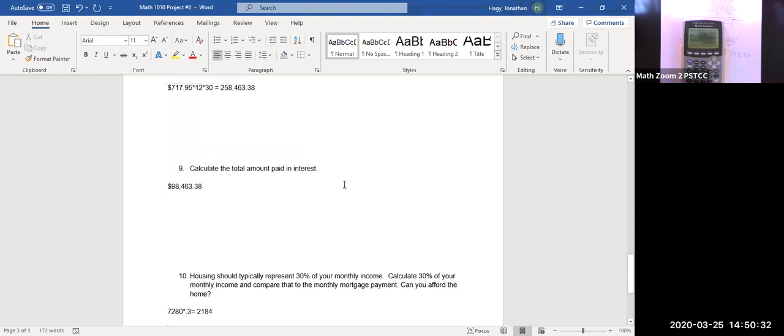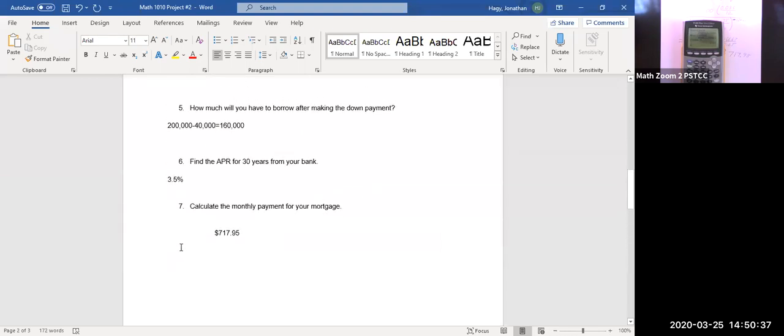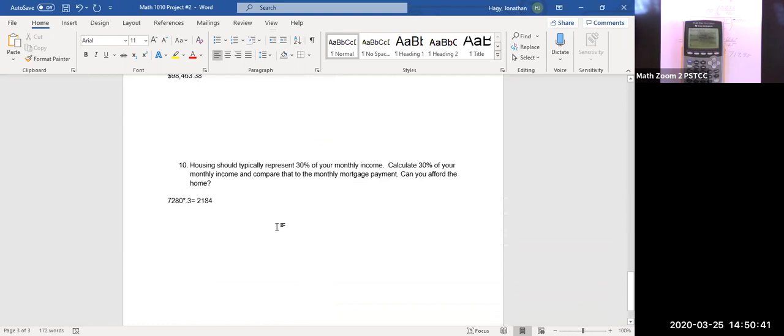My mortgage payment was $717.95. So in this case, yes, I can afford the home. Now on your project, if you choose a home that happens to be outside of your price range, it's not incorrect if your answer to question 10 is no. I want to see all of your computations here.